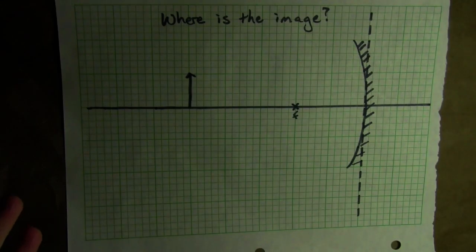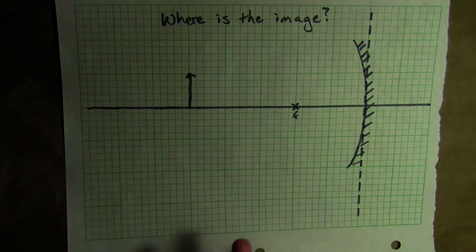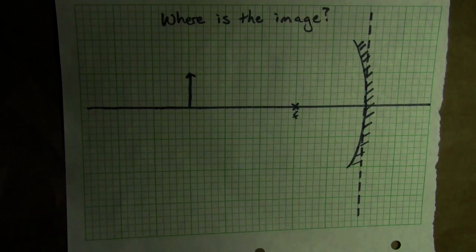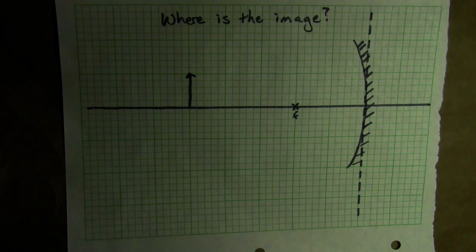So here's the setup for our ray diagram. Before we even get started, the whole purpose of this is to say where is the image? And why do we want to know that? Well, if we're designing some system, maybe it's a camera, maybe it's a telescope, some optical system, we want to know where the image is going to appear because we want to know where we should put our eye, where we should put the film, something along those lines.